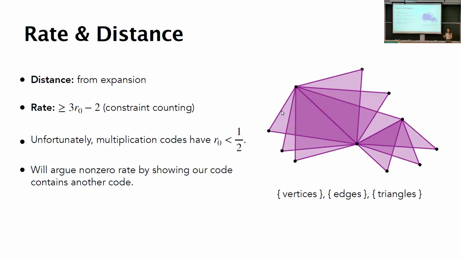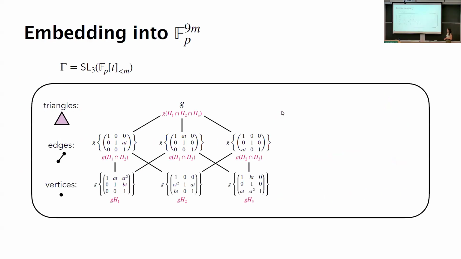We only argue some small polynomial rate by showing that our code actually contains some other family of codes. And what is that code? The code we're going to show embeds into it is a Reed-Muller code. The way we do this is we show that our complex has a nice embedding into some Cartesian space. If you can show a nice embedding in Cartesian space, then all the polynomials you get from the Reed-Muller code will give you code words in our code as well.